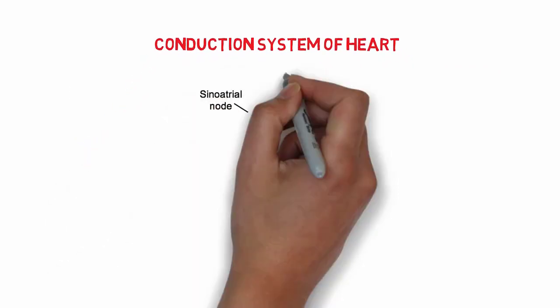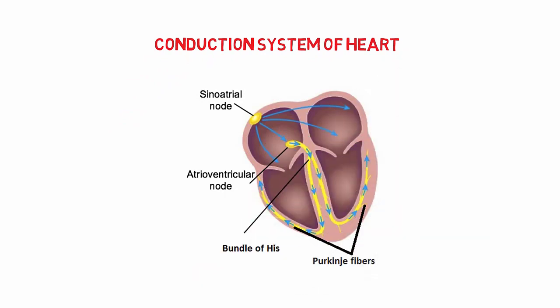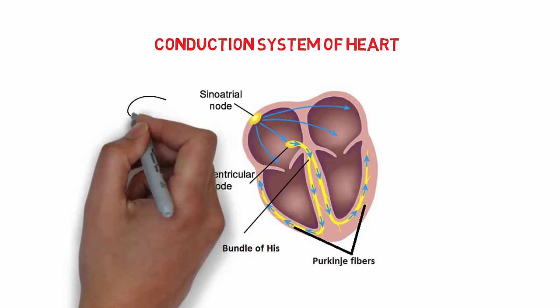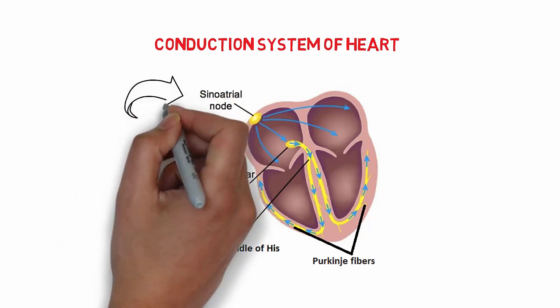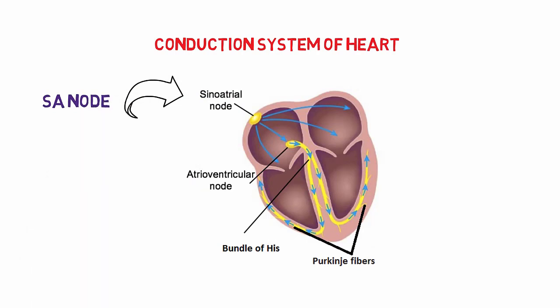To pump blood throughout the body, the muscles of the heart must be coordinated perfectly by squeezing the blood in the right direction, at the right time, and at the right pressure. This is achieved by conduction system of heart. Sinoatrial node. It is also called as SA node. It is the natural pacemaker of heart. It is positioned at the top of the right atrium.